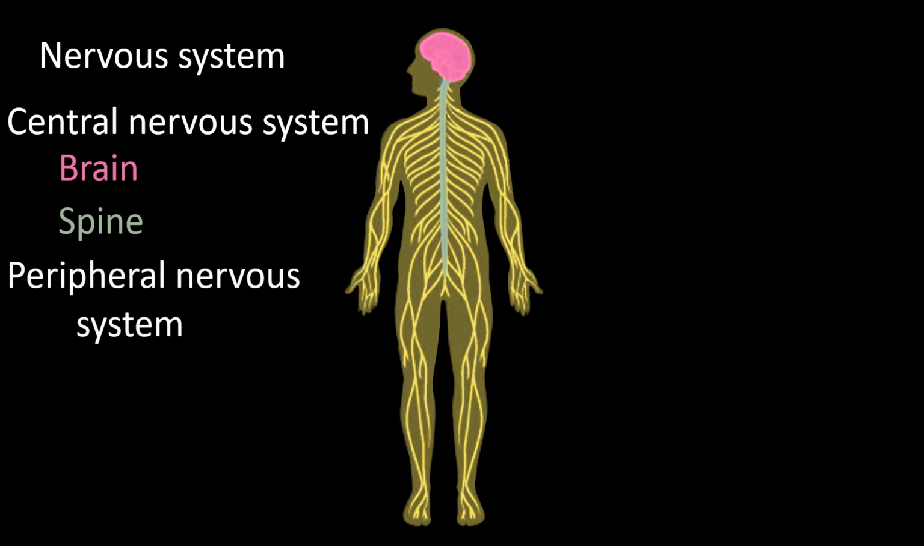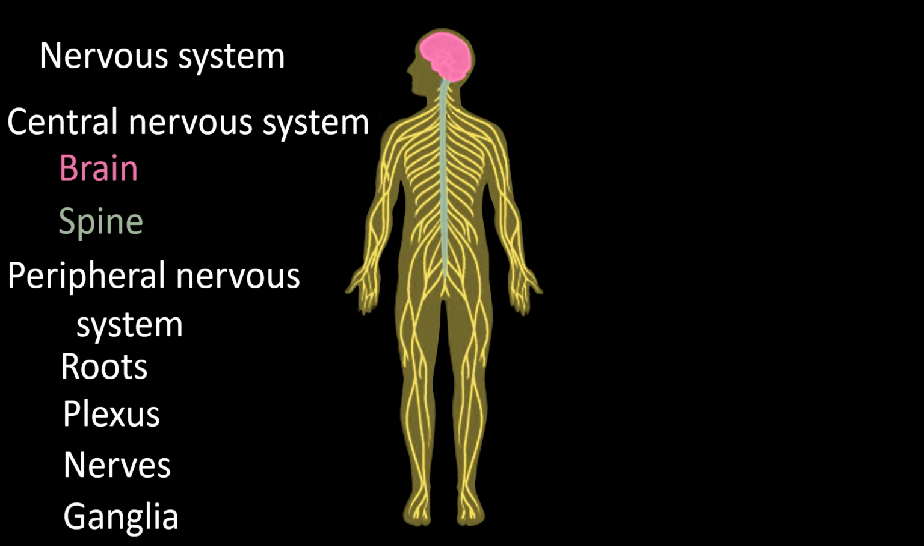The second division of the nervous system is the peripheral nervous system, which includes roots, plexus, nerves, and ganglia.